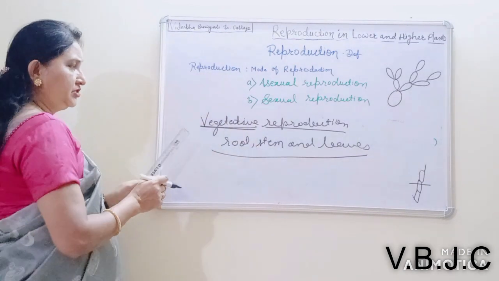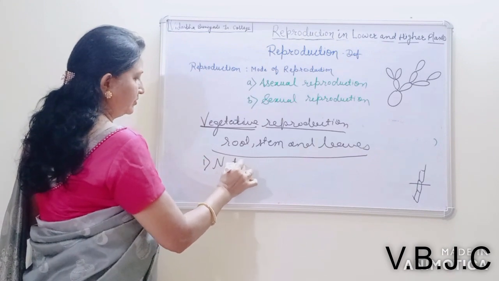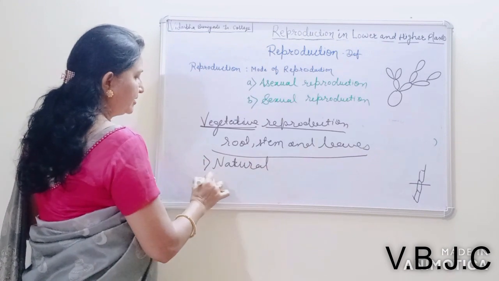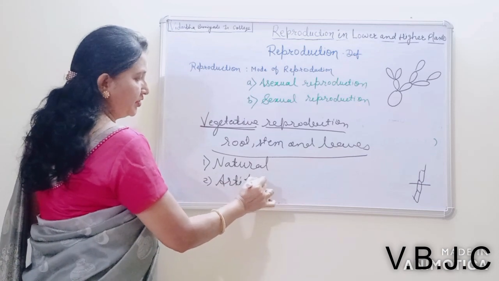On the basis of this, vegetative reproduction is of two types: natural vegetative reproduction, and second, artificial vegetative reproduction.